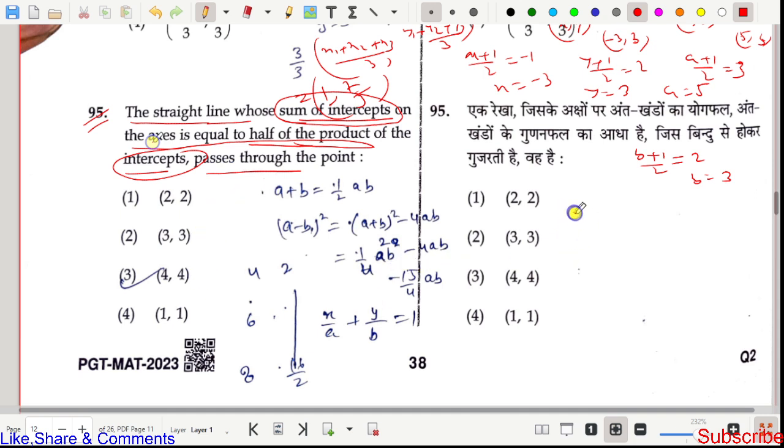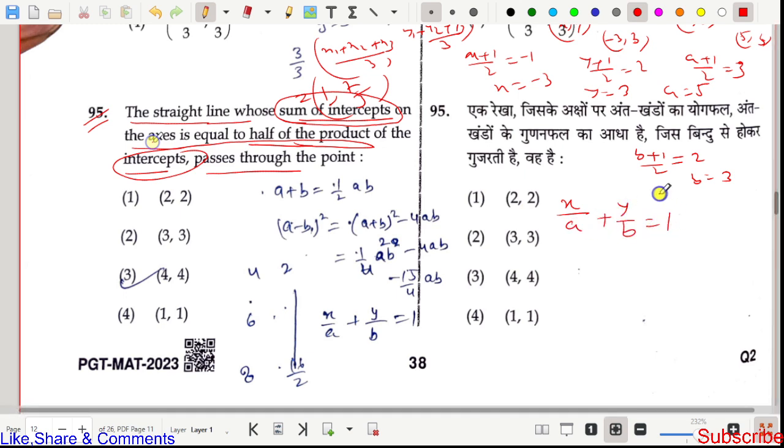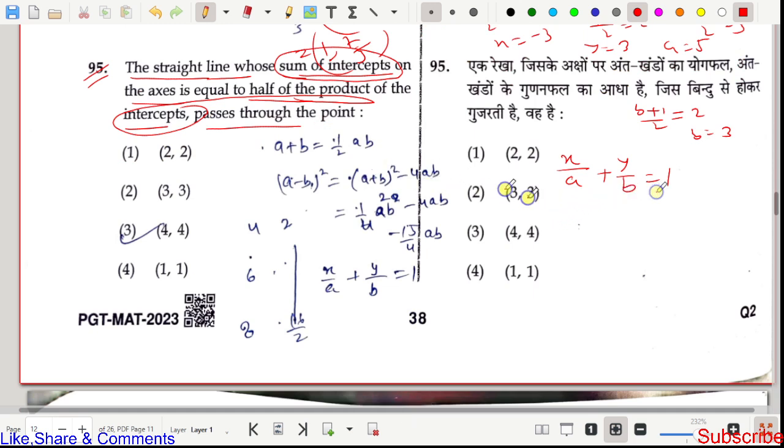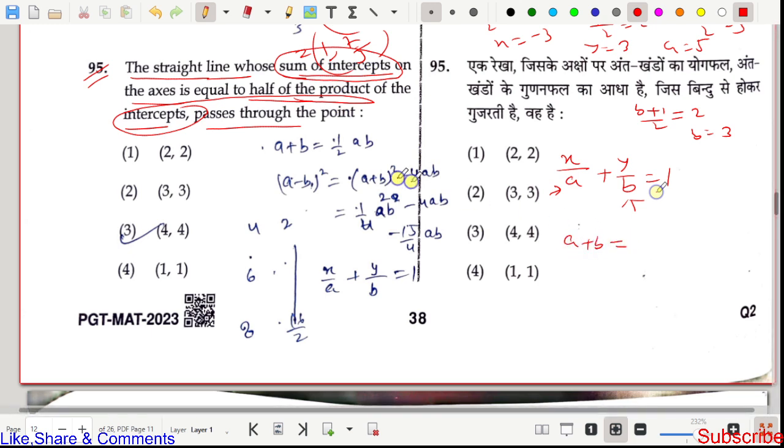Since this is an intercept-related problem, we take the equation of the straight line in intercept form, x/a + y/b = 1. Clear? Now its x-intercept is a and its y-intercept is b. The sum of intercepts, a + b, equals half the product of the intercepts, that is, (1/2)ab. Clear?